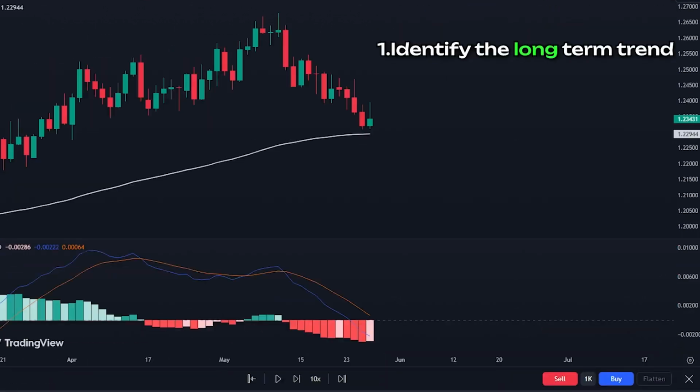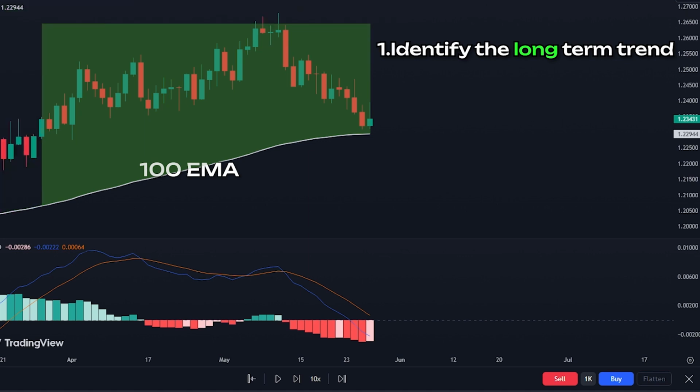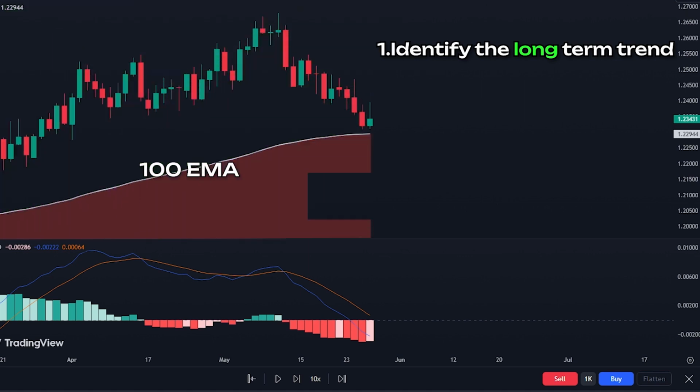First, you want to identify the long-term trend by looking at the 100 EMA. If the price is above the 100 EMA, it indicates that the long-term trend is up, and if the price is below the 100 EMA, it indicates that the long-term trend is down.